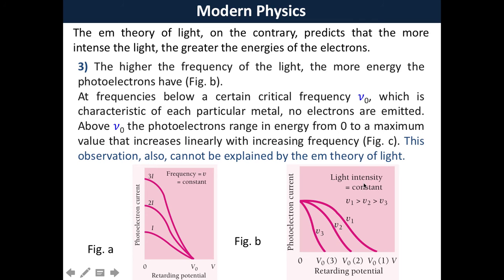Similarly, if the light intensity is constant but we change the frequency nu1 to nu2 to nu3, this is the highest, lower, and again lower, but the current is the same. So the current is constant. If you increase the frequency, the current will not change.